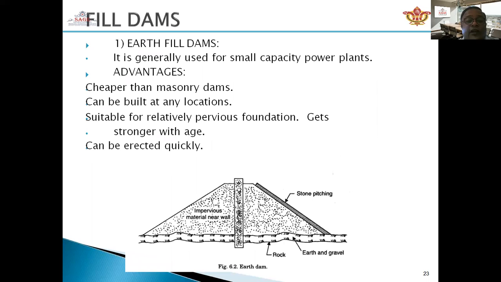Fill dam, earth fill dam. It is generally used for small capacity power plants. Advantages: cheaper than masonry dams, can be built at any location, suitable for relatively pervious foundation, gets stronger with age, can be erected quickly.